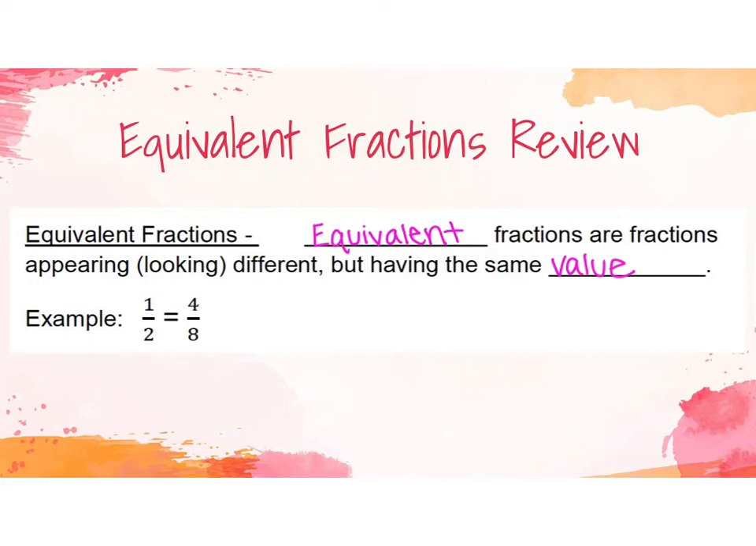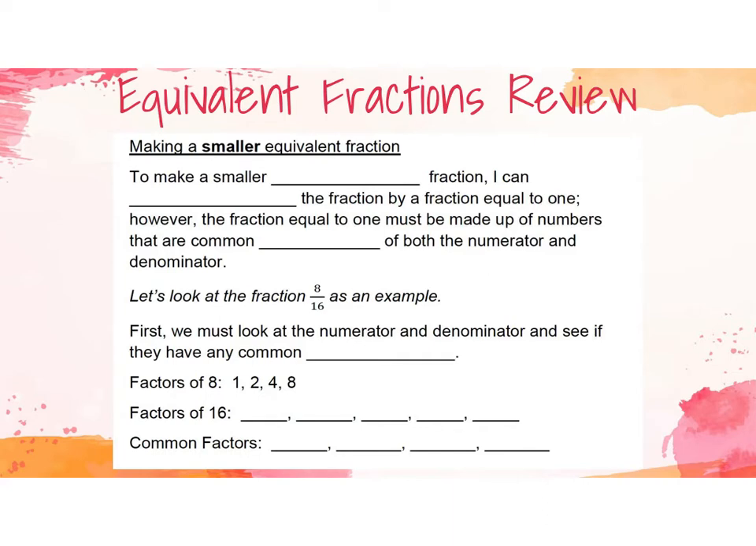For example, 1/2 is equal to 4/8. We could multiply both our numerator and denominator by 4 to get our equivalent fraction 4/8. To make a smaller equivalent fraction, you can divide the fraction by a fraction equal to 1.